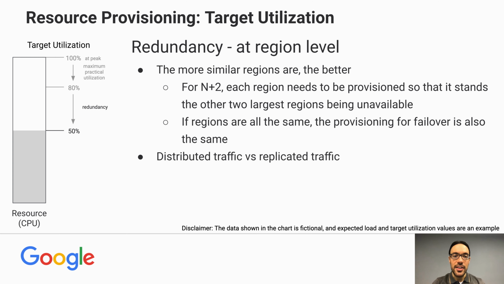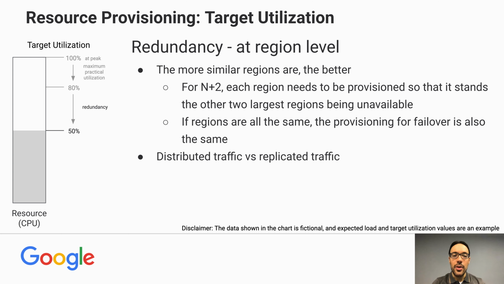Stateless services, such as front-end services that handle user requests, receive traffic that can be distributed among replicas. Requests that read from storage services can also be distributed across replicas in different regions. Provisioning them for redundancy is trivial and follows the reasoning and math from this example.